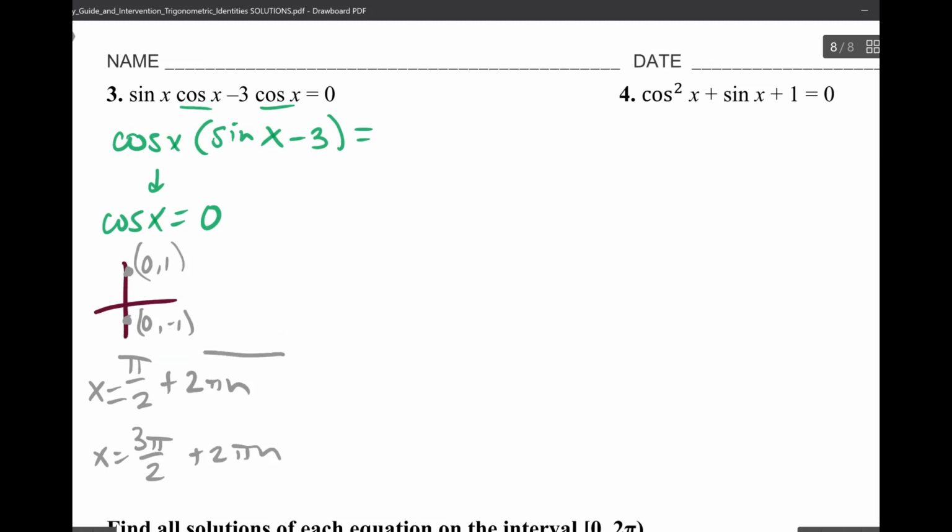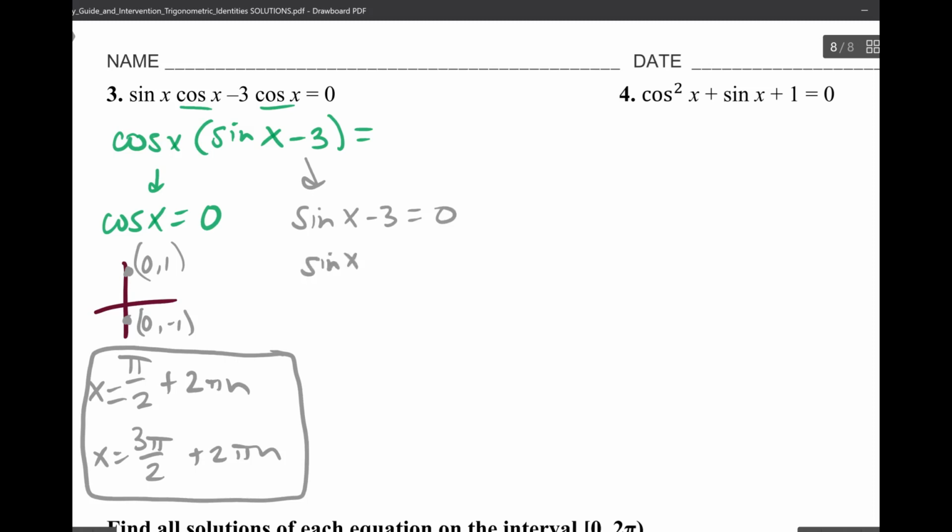Alright, that's where my cosine equals 0, because that's where x is equal to 0. Now the other term is sine of x minus 3 equals 0. So sine of x, you add 3 to both sides. So where is sine equal to 3?